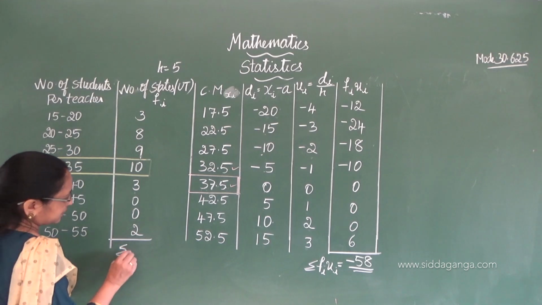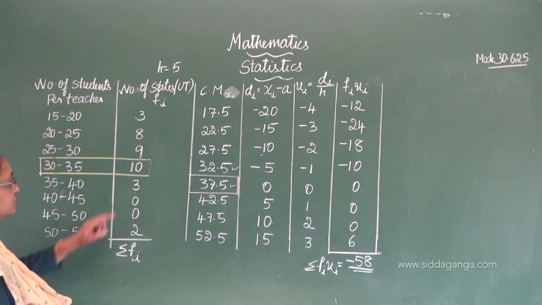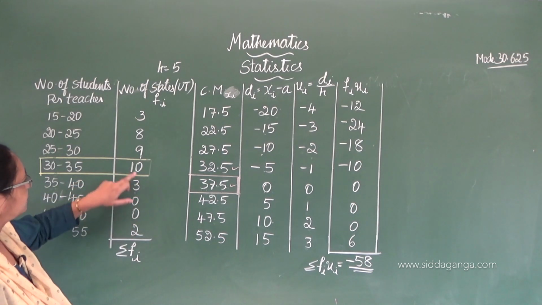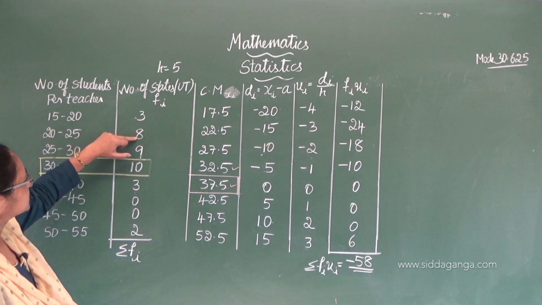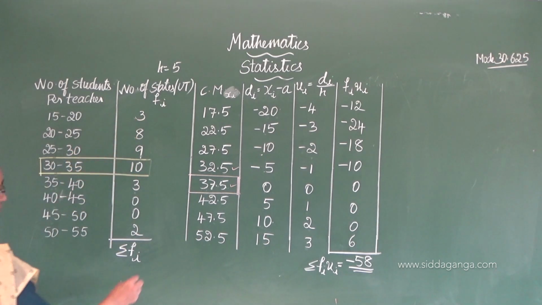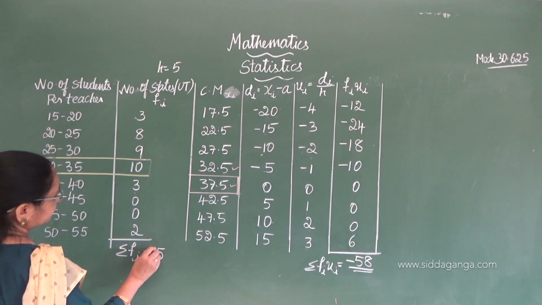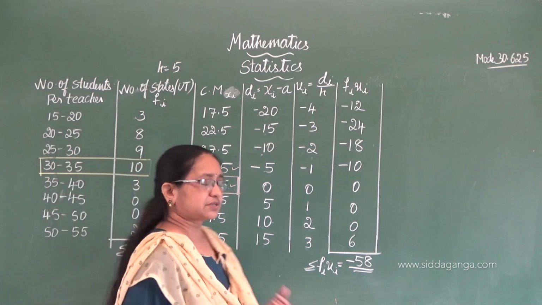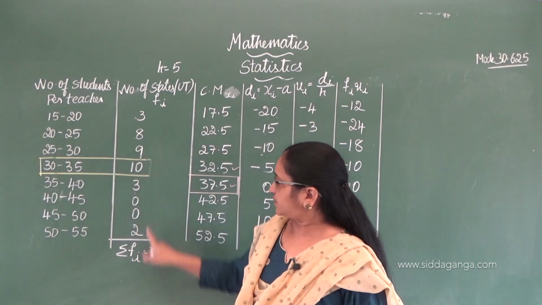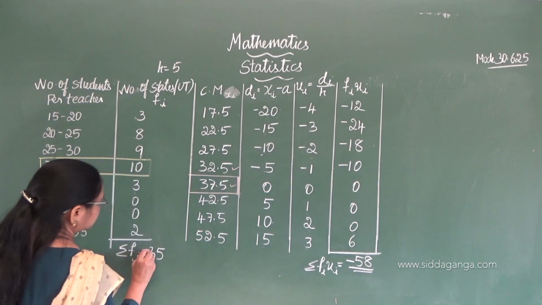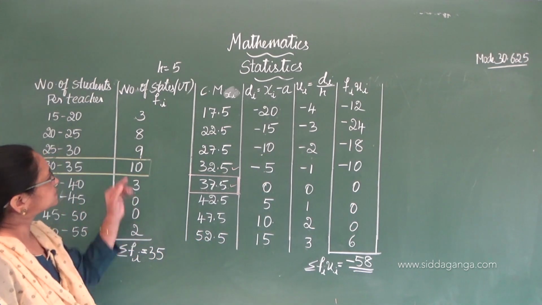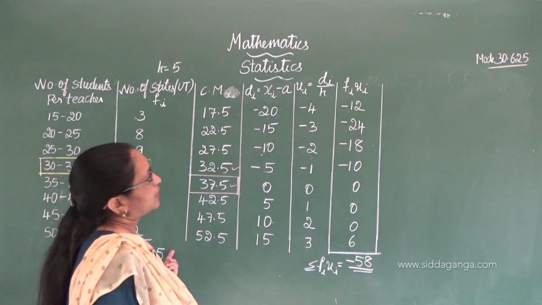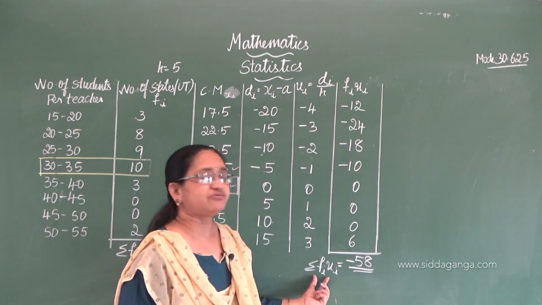Now what about this sigma fi? Okay, now 3, 4, 5, 8, 16, 16 plus 5, 25, 35. Okay, now sigma fi is 35 here. So total is 35. Sigma, summation, sum of all fi, that is sigma fi, that is 35. And this is sigma fi ui.